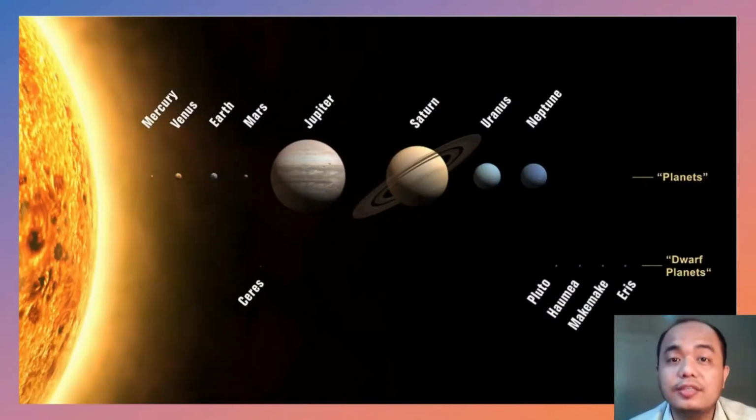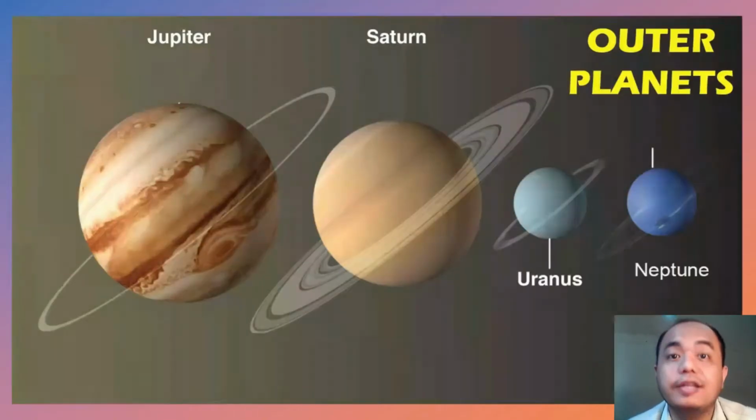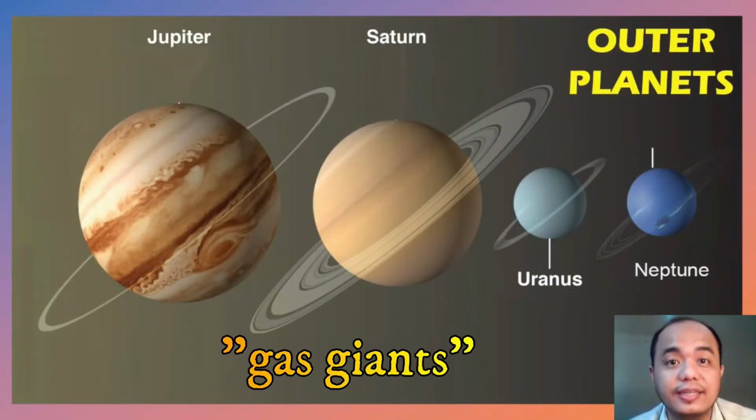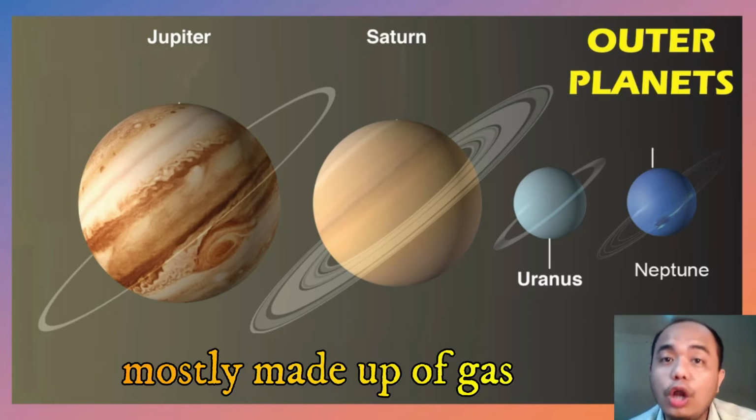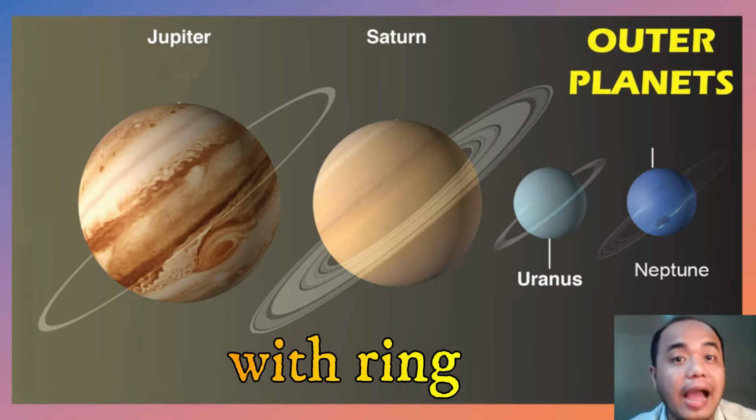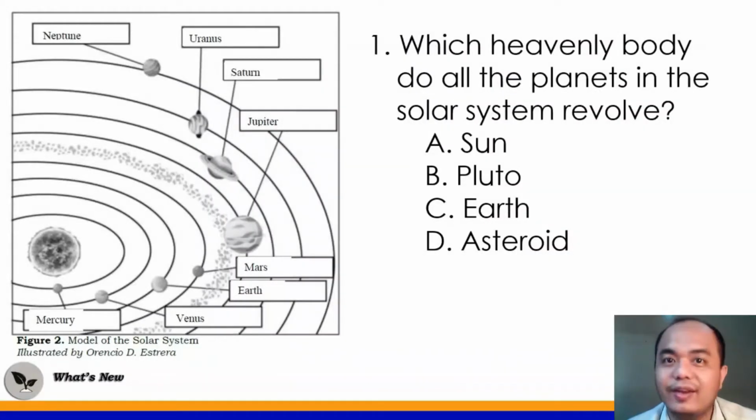The outer planets or the Jovian planets are Jupiter, Saturn, Uranus, and Neptune. They are also called gas giants. These gas giants are so called because they are much larger than terrestrial or inner planets and are mostly made up of gas. All of these gas giant planets have rings. Now let's answer the questions in the what's new part of your module.